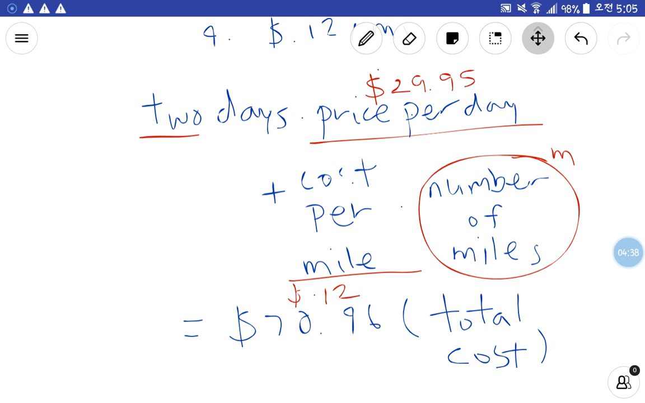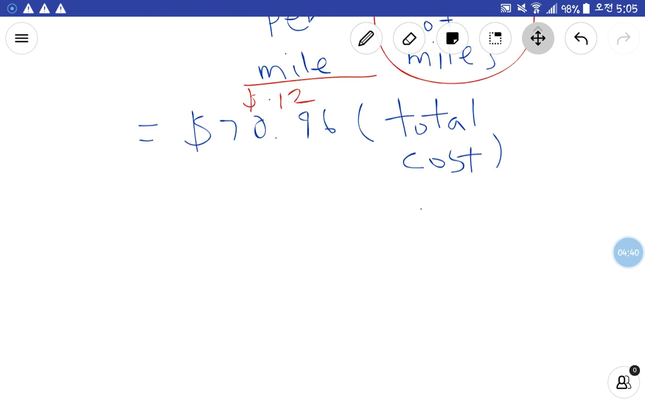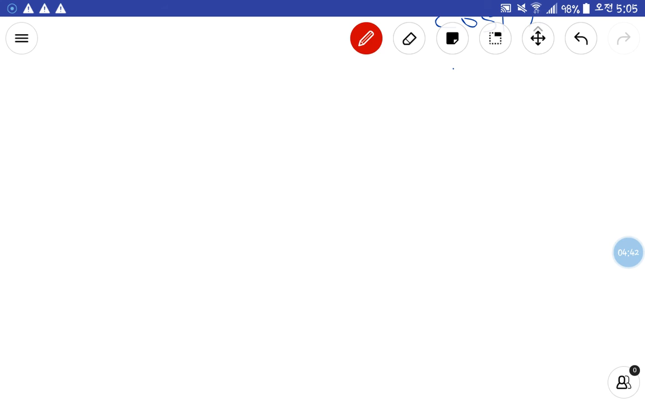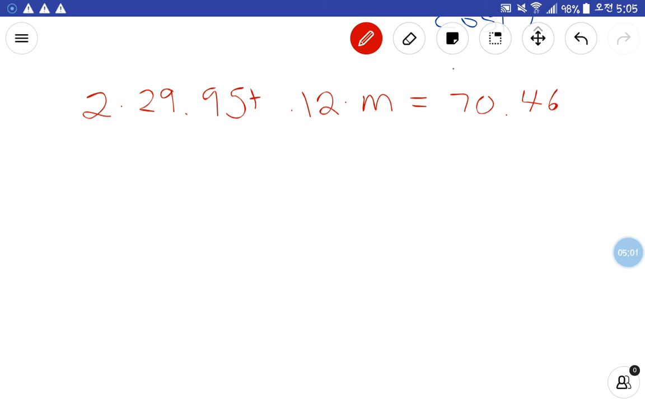Based on what we just wrote down, I could write the equation like this: 2 times $29.95 plus 12 cents times the number of miles she drove should be the same as $70.46. Correct? So now my plan is to carry out this plan, which is to solve the equation.